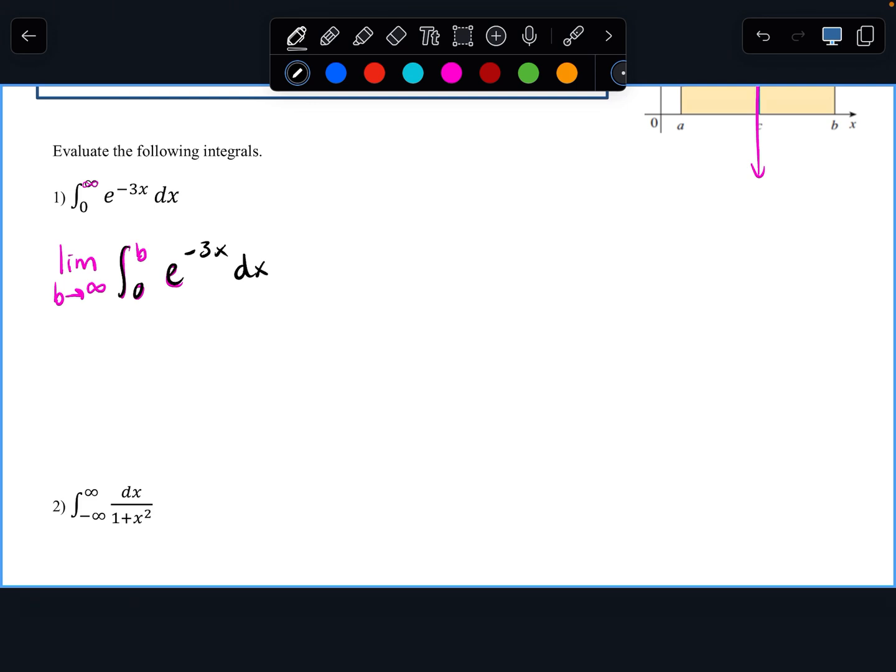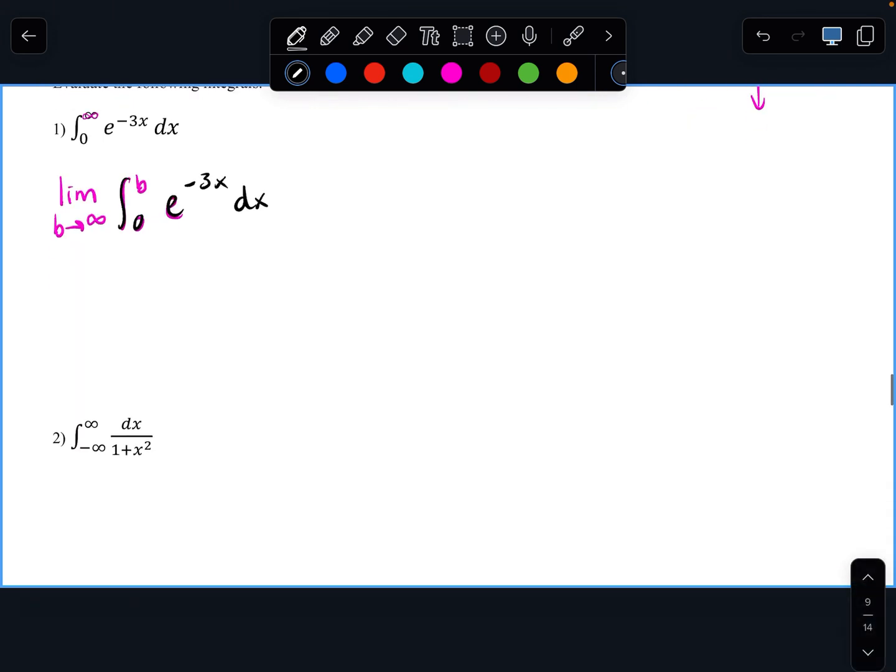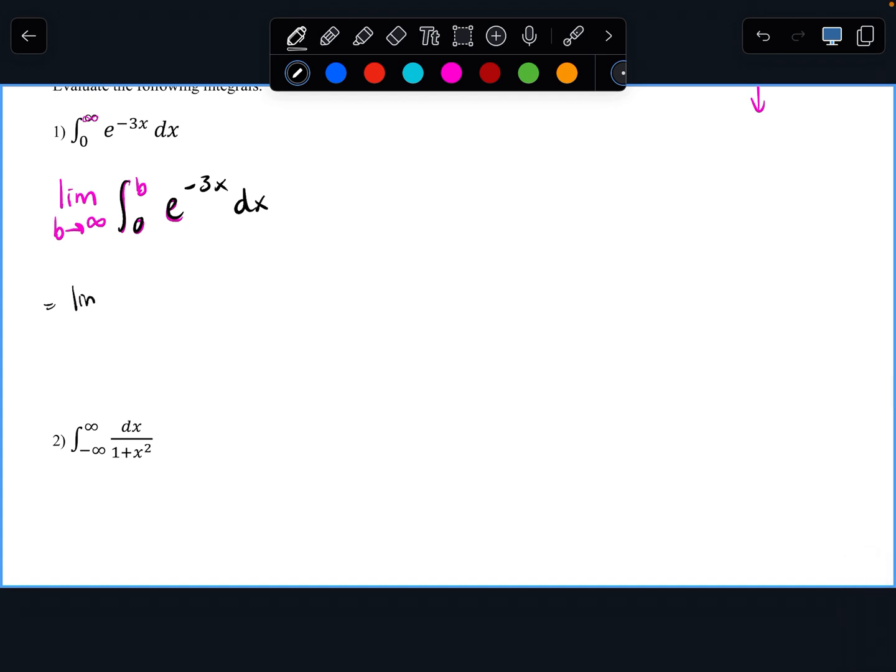And if you're in BC next year, they're a little psycho about the notation. I'm assuming colleges will be too as well, but they're psycho about making sure you write it in the limit notation. So the only annoying part is now you're going to have to integrate and then bring down the limit each time. So once you accept that as part of life, you kind of get over it pretty fast. So you're going to go limit b goes to infinity, and then you're going to integrate e to the negative 3x. If you need to do u substitution, do it.